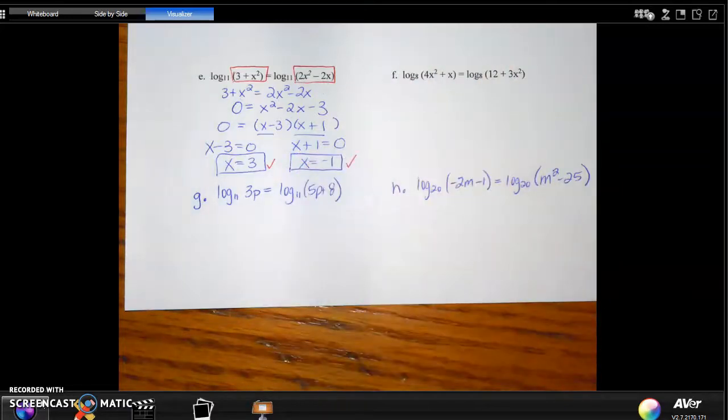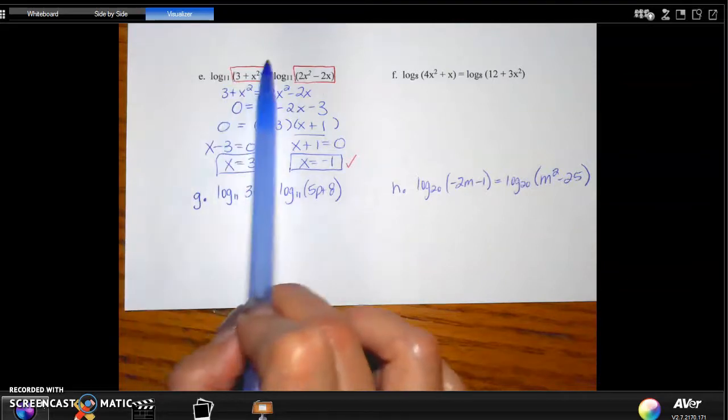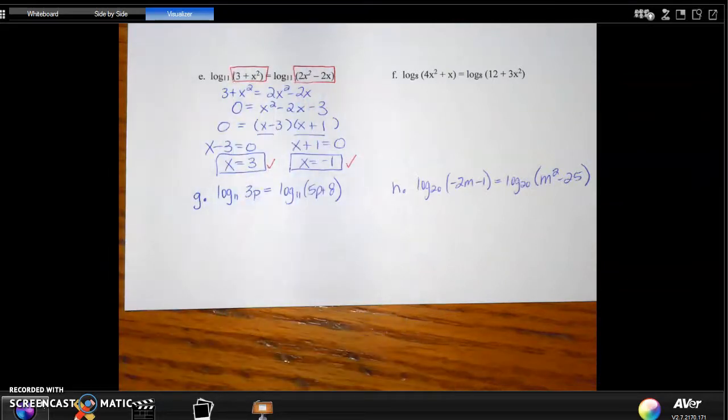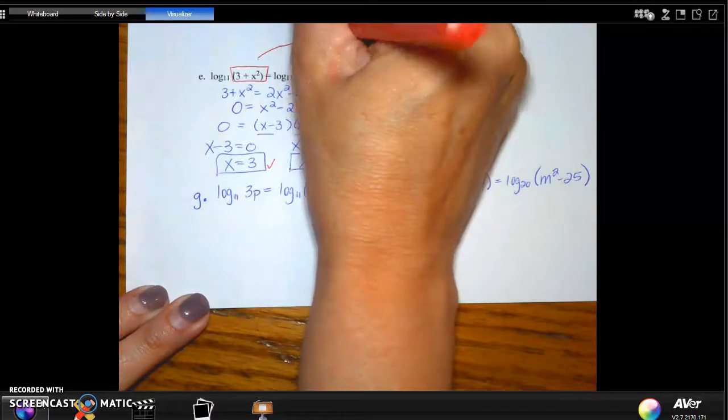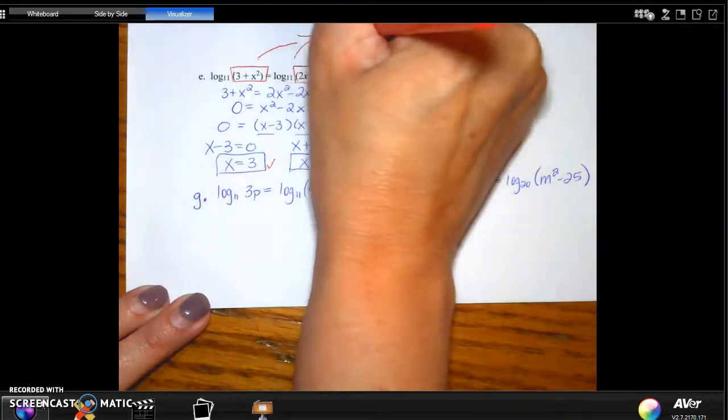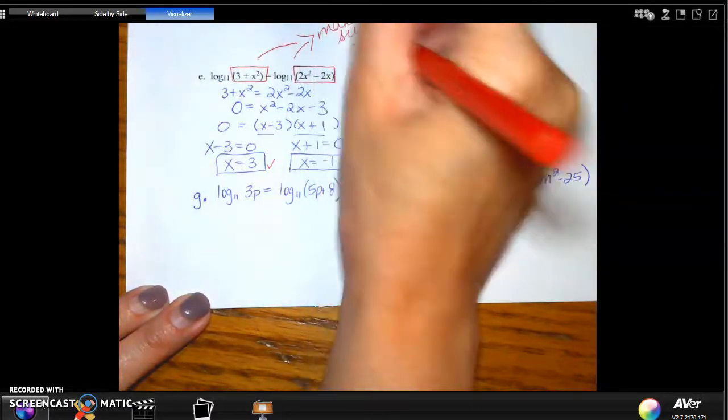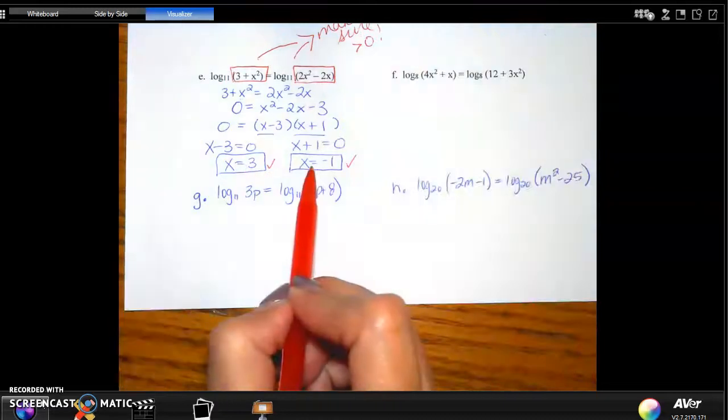So you do have to be aware of that when you're solving these problems, and it is these pieces that are in the parentheses that you have to check once you get your values for x. So make sure these are greater than 0 when you substitute your x's in.